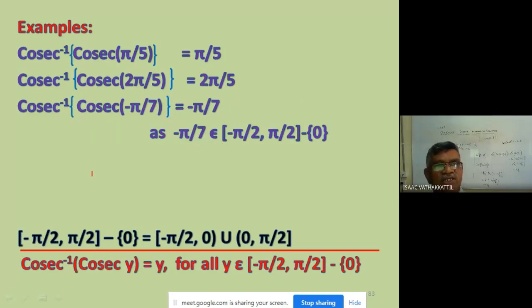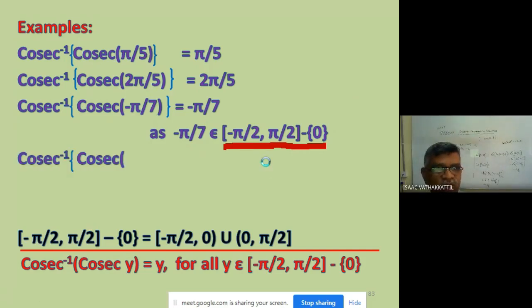Well, cosec inverse of cosec pi by 5 is pi by 5. Cosec inverse of cosec 2 pi by 5 is 2 pi by 5. Cosec inverse of cosec minus pi by 7: remember, minus pi by 7 is within the range of cosec inverse. It is in the principal domain of cosec. So it is minus pi by 7.